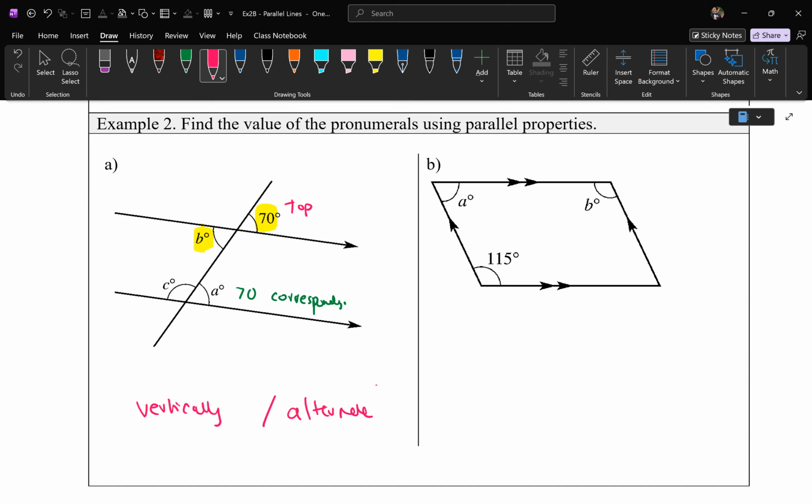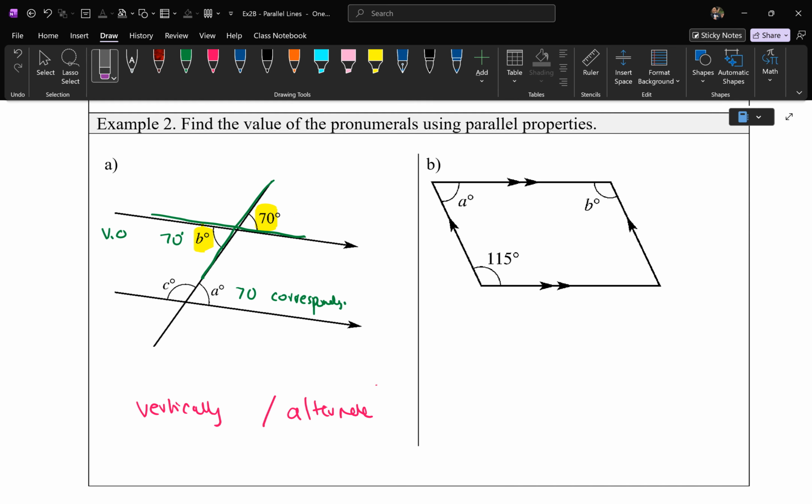Which one's easier to identify? Vertically opposite. Let's check that. If they're vertically opposite, it should be at the same intersection. Here we go. B and 70 happen to be exactly on the same intersection. Both the angles sit in both those lines. So it definitely has to be vertically opposite. So if they're vertically opposite, are the angles the same or different? Same. So this must be 70 as well. And you'd write vertically opposite. There's your reasoning. Last one.